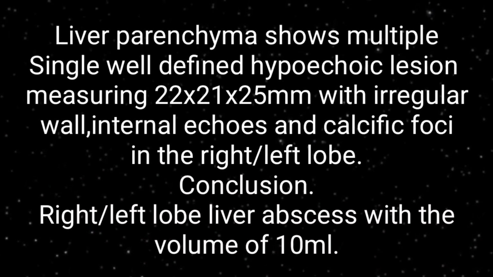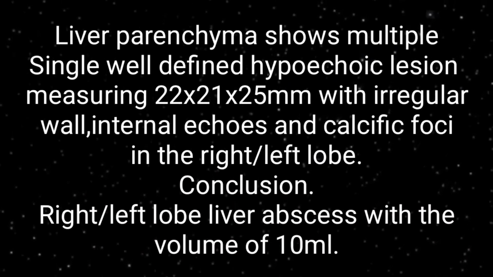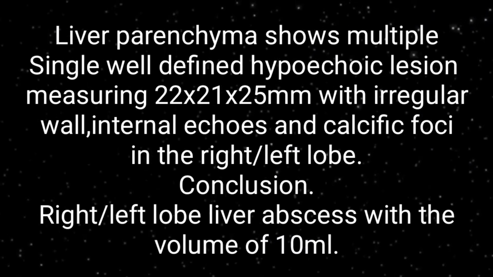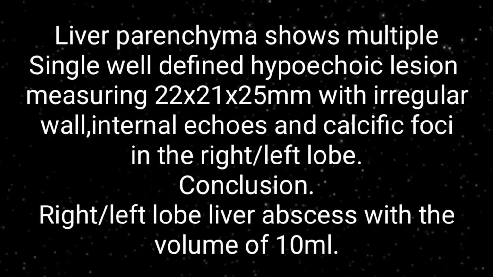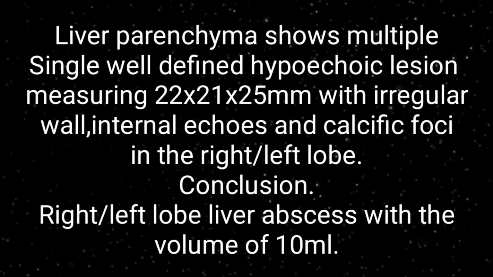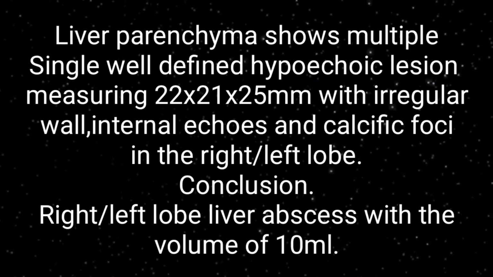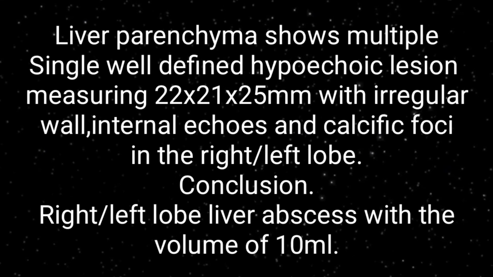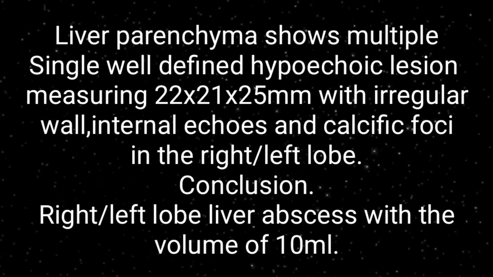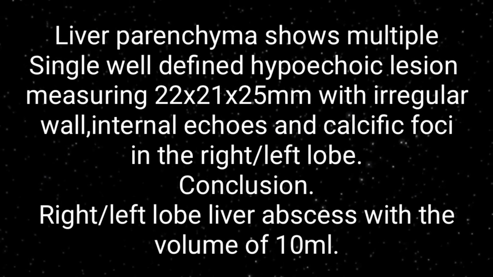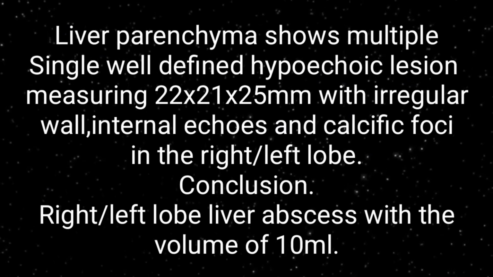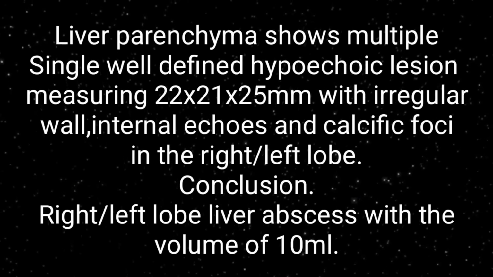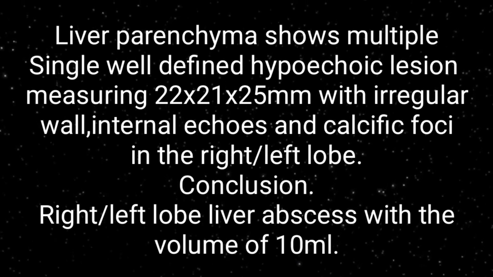For bacterial infection report writing, mention in the report that liver parenchyma shows either multiple or single, well-defined, hypoechoic lesions. Measuring, give its measurement in 3 dimensions, with irregular wall, internal echoes and calcific foci in the right or left lobe. In the conclusion, mention right or left lobe liver abscess with a volume of 10 ml or whatever the volume is. Always give the volume at the end so that it would be helpful for the surgeon or medical colleague for further management.